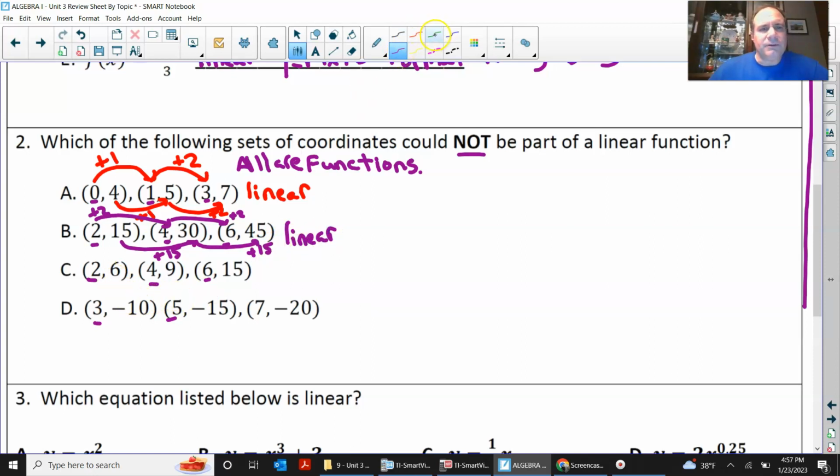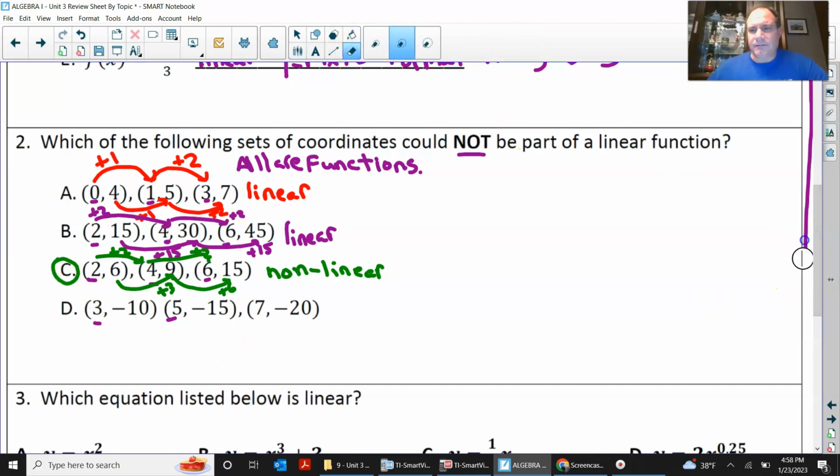Now we're going to go to the next one, C. 2 goes to 4, that's +2. 4 goes to 6, that's +2. 6 goes to 9, that's +3. 9 goes to 15, that's +6. That is nonlinear. Different pattern exists. That means if it's not a constant pattern, it is nonlinear. If you graph this, it would not be a straight line. Right? And that is it for that one.